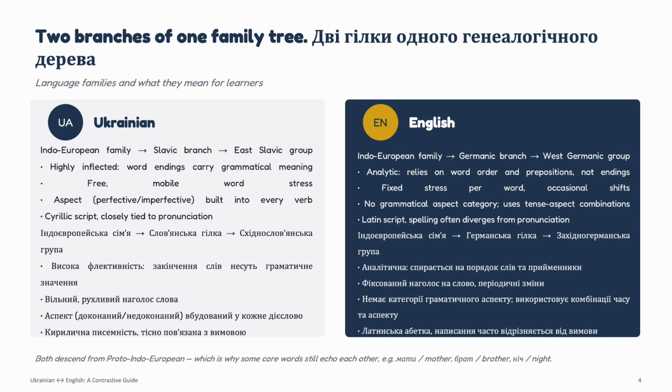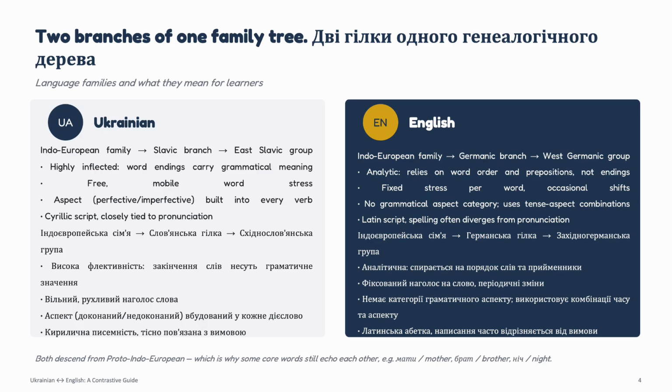Both Ukrainian and English are European languages, but they split into very different branches a long time ago. Ukrainian belongs to the Slavic branch, specifically the East Slavic group. English belongs to the Germanic branch, the West Germanic group. What that means in practice: Ukrainian is highly inflected. Word endings carry a lot of grammatical meaning. It has free mobile word stress, and every verb carries grammatical aspect. English, by contrast, is analytic. It relies on word order and prepositions rather than endings. Stress is fixed per word, and there is no grammatical aspect category the way Ukrainian has it.